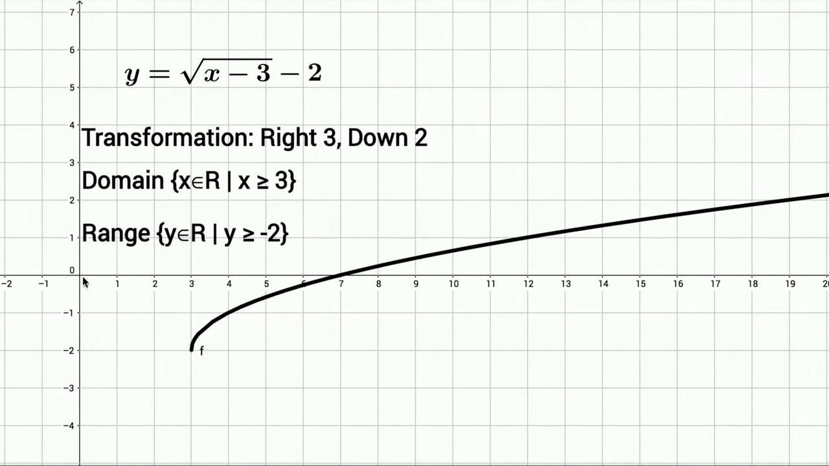Our point of origin has been moved from 0, 0 to this new location, 3, negative 2. Right 3, down 2. From here, you do your count again. Right 1, up 1. Right 4, up 2. Right 9, up 3. What's going to be our domain? Once again, the number coming out from your square root would have to be positive. So x would have to be greater than or equal to 3. Range, because everything is moved down by 2, my y value would have to be greater than or equal to negative 2.